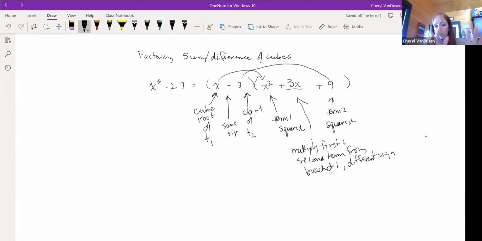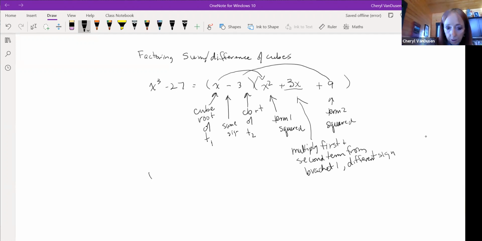Okay, so let's recap that. So the first bracket: cube root of the first term, cube root of the second term, same sign as the question. Then you kind of don't look at the question. You look at the bracket. You square the first term in the bracket. You square the last term in the bracket. Those are the outer terms of the second bracket. Multiply them together, change the sign for the middle one.